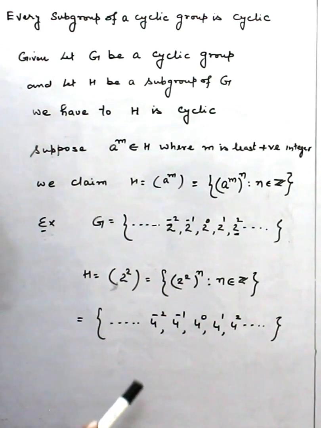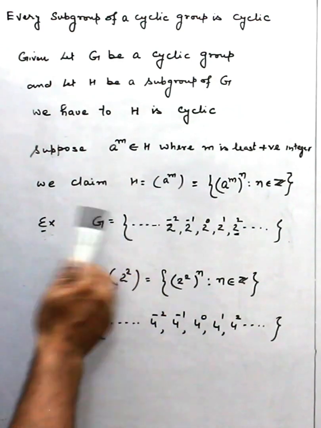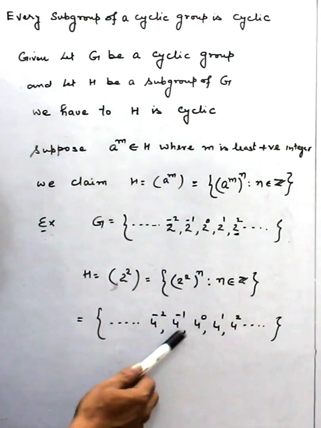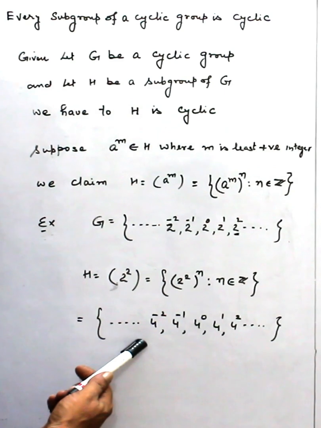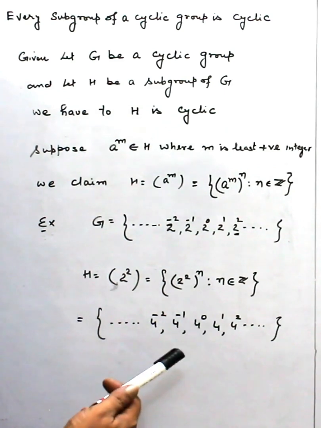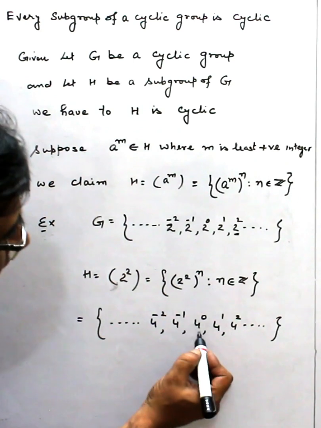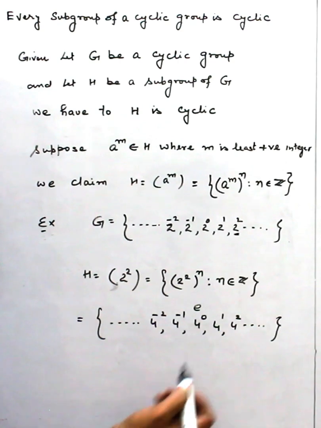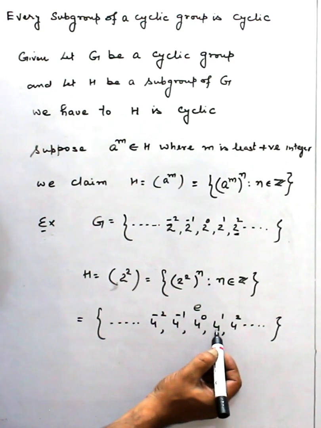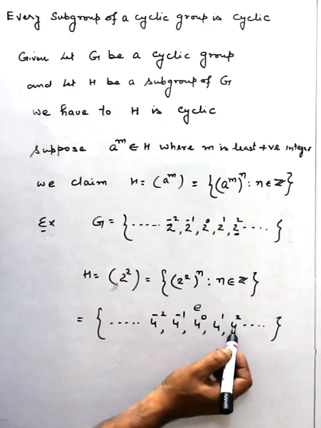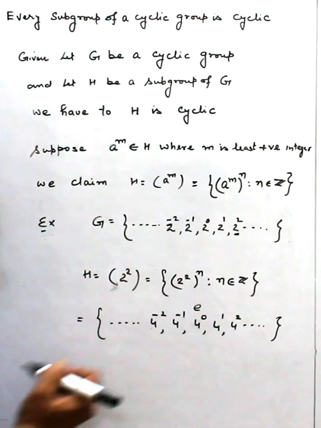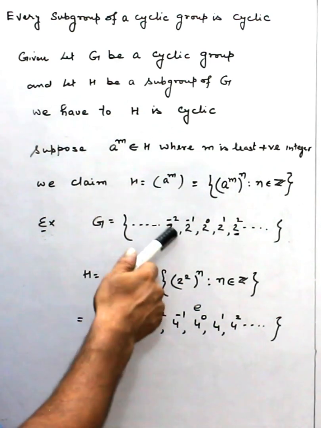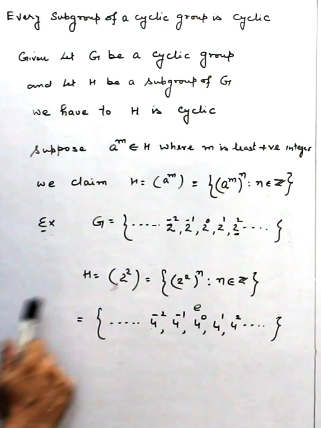And see, this H is a subgroup of G, and obviously we can say it is a subgroup. And what is the definition of a subgroup? A subgroup is a group itself. This becomes the identity, since the zero power of any number is the identity, and the inverse of 4 is here. That means this becomes a subgroup. And why is it a proper subgroup? Because the element 2 does not belong to H.